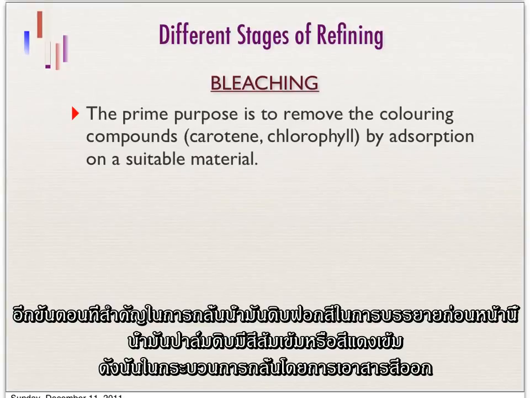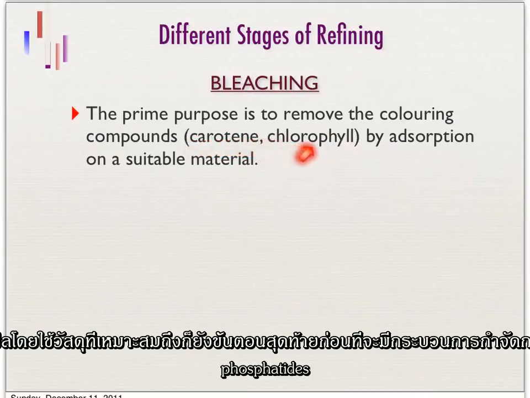Another major step in crude oil refining is bleaching. As we have seen in the previous lecture, crude palm oil has a dark orange or dark red color. So in the refining process, the aim is to remove this color by removing the coloring compounds, which are carotene and chlorophyll, by using a suitable adsorbent material.